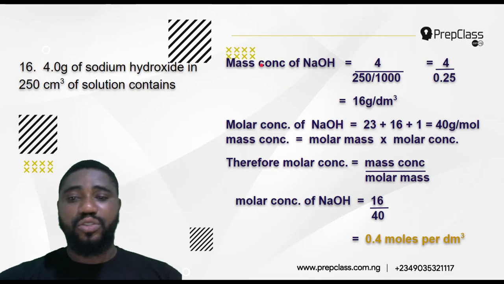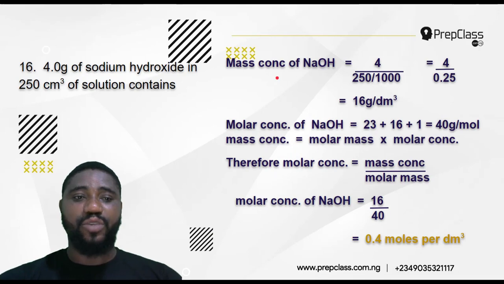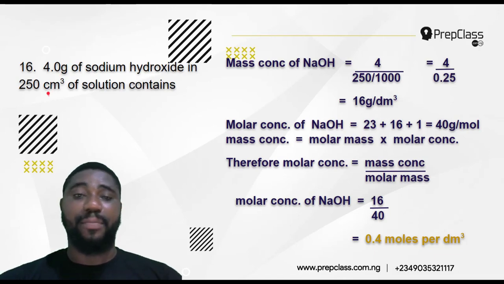So you must know that mass concentration equals molar mass times molar concentration. So the first thing we have to do here is to find the mass concentration. So 4.0 gram of sodium hydroxide in 250 centimeter cube of solution, the mass concentration becomes 4 all over this 250 cm cube. But you have to convert this 250 cm cube to dm cube. Are you following? Because that concentration should be gram per dm cube, not gram per cm cube.